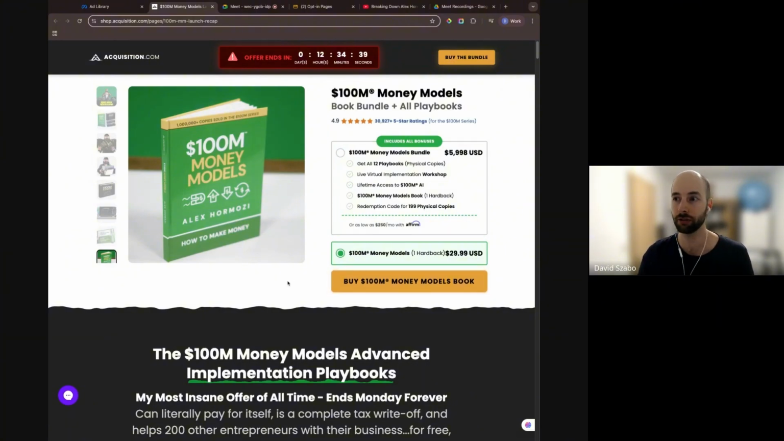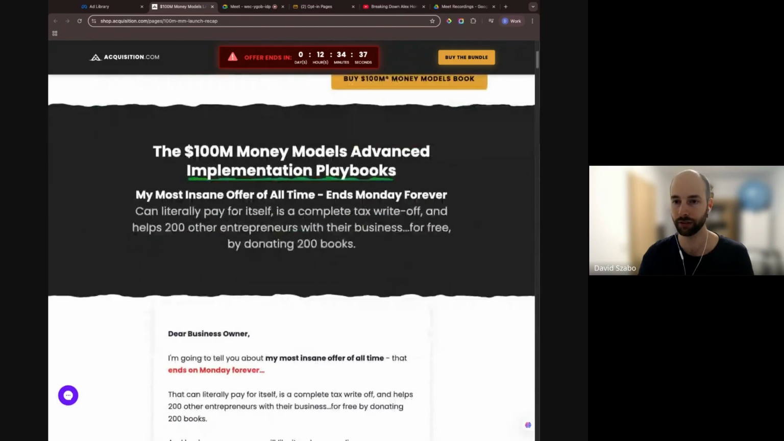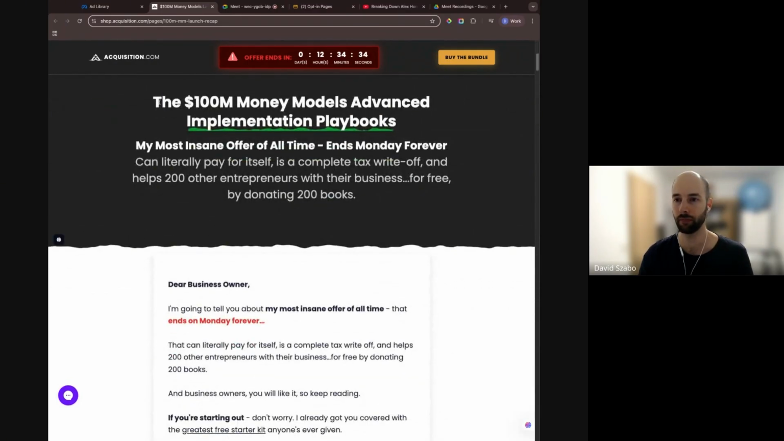So what is below the fold? Let's have a look. 100 million money models advanced implementation playbook. Again, there's nothing really new about it. I would mention how many implementation playbooks are here, just to stack value. If it's two implementation playbooks, it's not as valuable as 12. And then it says ends Monday forever. So he again reiterates the urgency for you to buy.